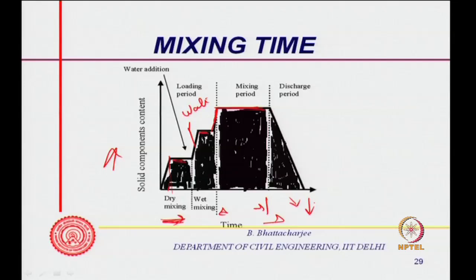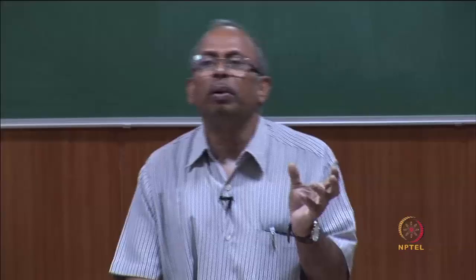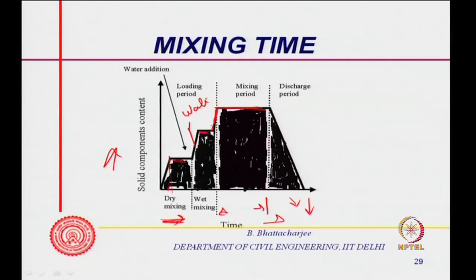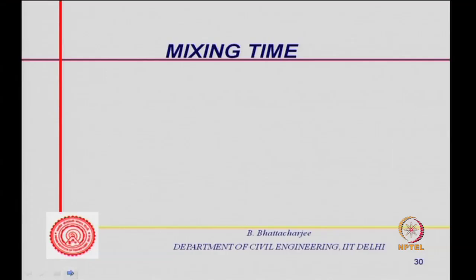So, typically first I do a little bit of dry mixing, then add water. Add the solids, dry mixing, then add water, also some solid, also water, and then finally all are added in this zone, and then the total mixing period goes on, and then there is a discharge period. So, this is typically the sequence of mixing of solid components in the mixer machine. You can see first I added some solid, then solid plus water, then again some more solid, and then continuous mixing here, and then finally the discharge. So, this is how the mixing goes on.